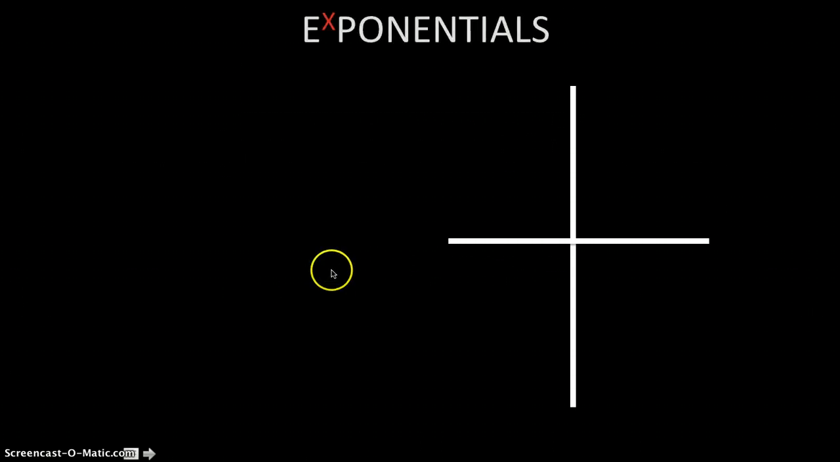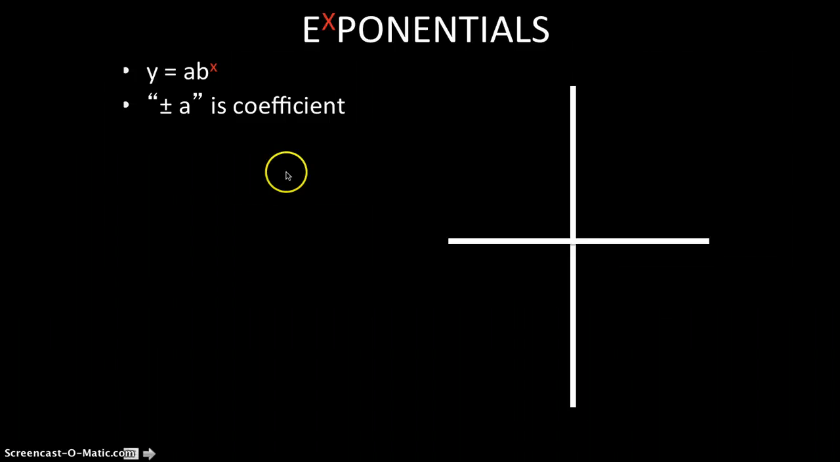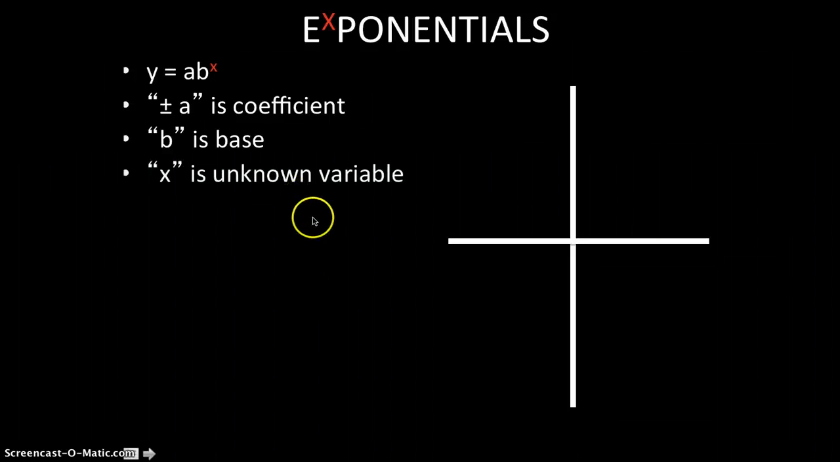So the first exponentials that we want to illustrate is just the bare formula that there is a with a base to the x exponent or a t exponent. The a can be positive or negative, which means it can flip over the x-axis, either up or down. B is the base. X is an unknown variable.